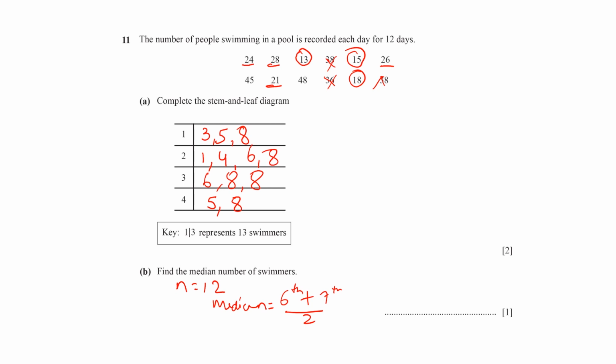Now 13, 15, 18. Now what is the 6th observation? 1, 2, 3, 4, 5, 6. This is going to be the 6th observation. This is going to be the 7th observation. So what we can do, 26 plus 28 divided by 2. So 54 divided by 2. That's going to give me 27. Hence the median number of swimmers will be 27.